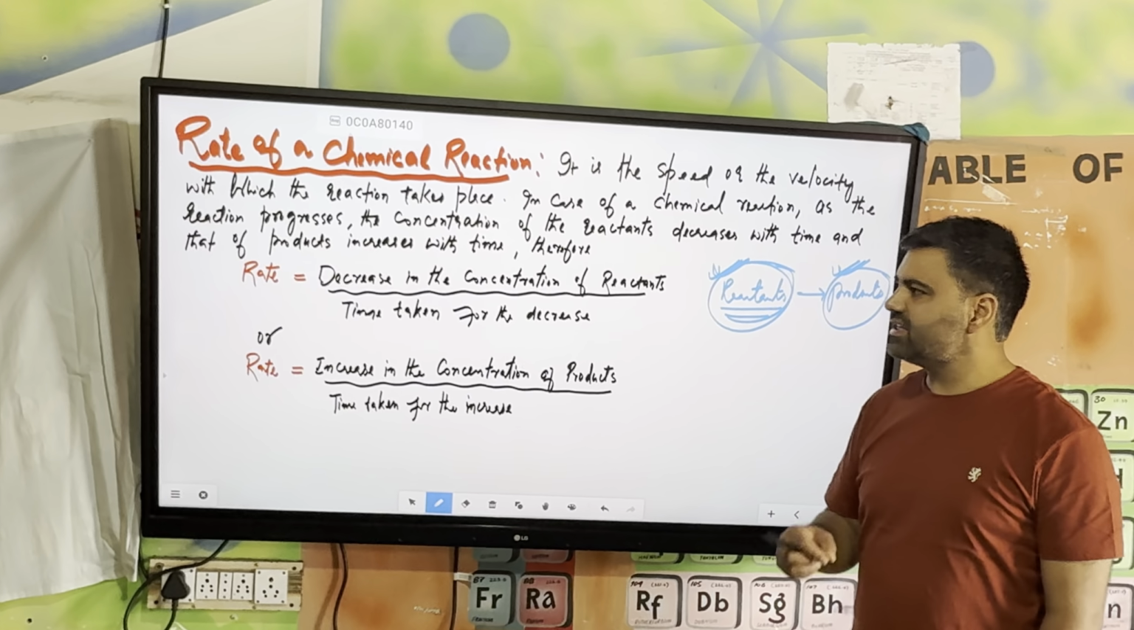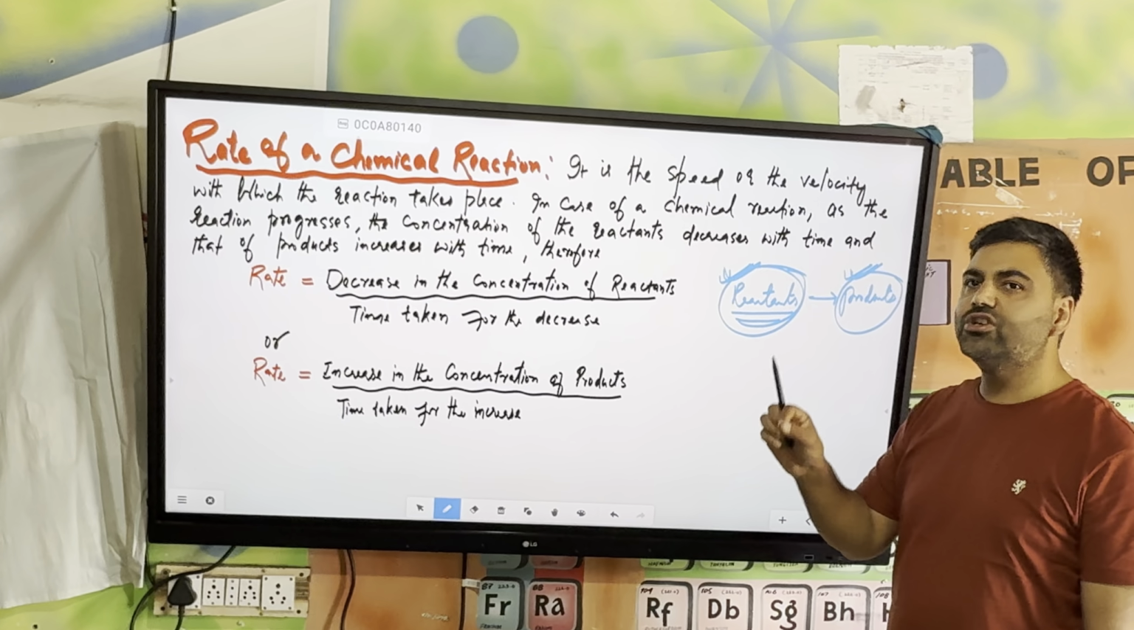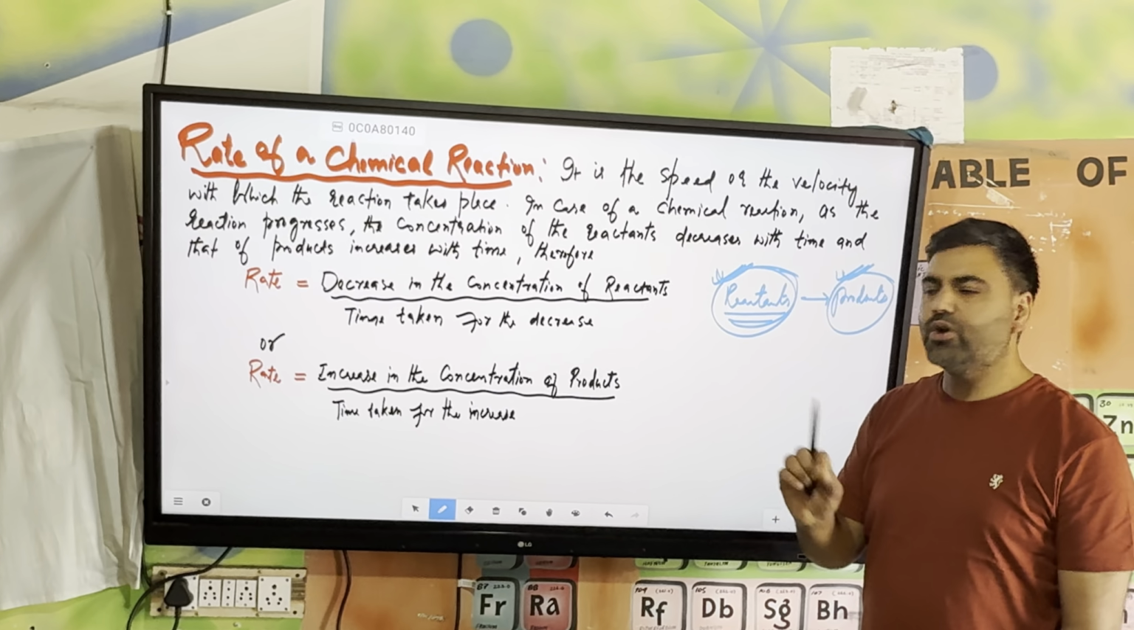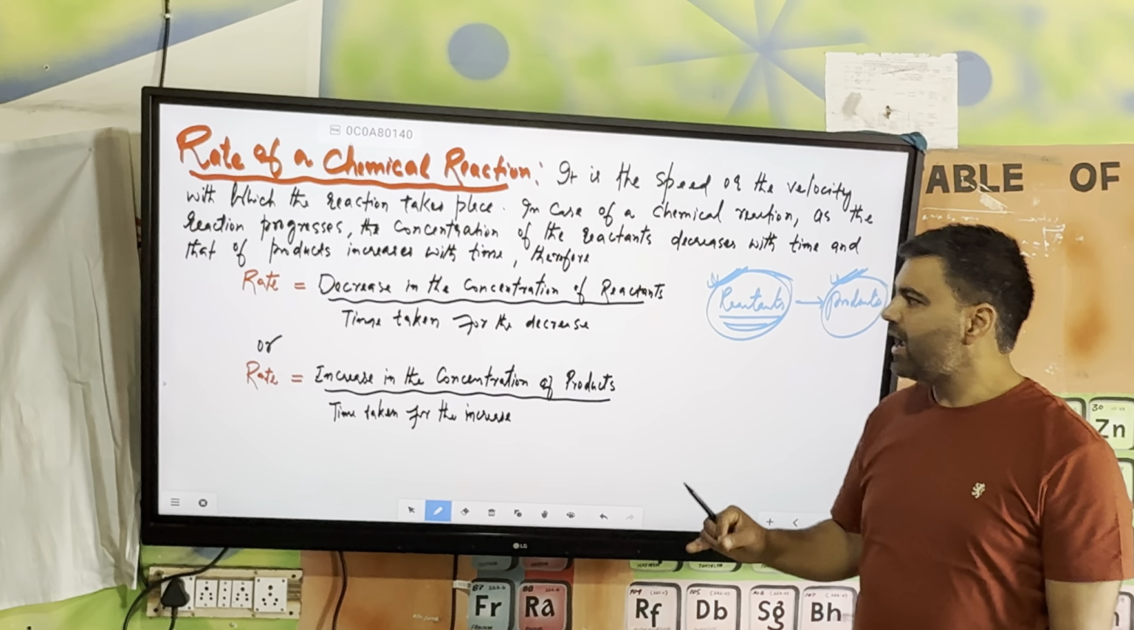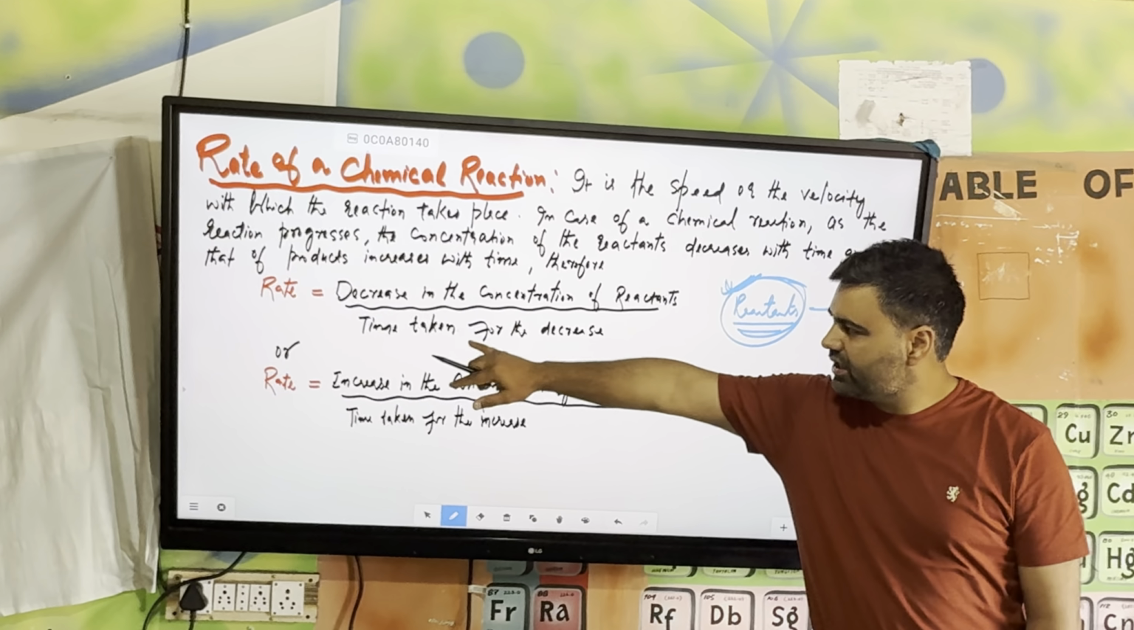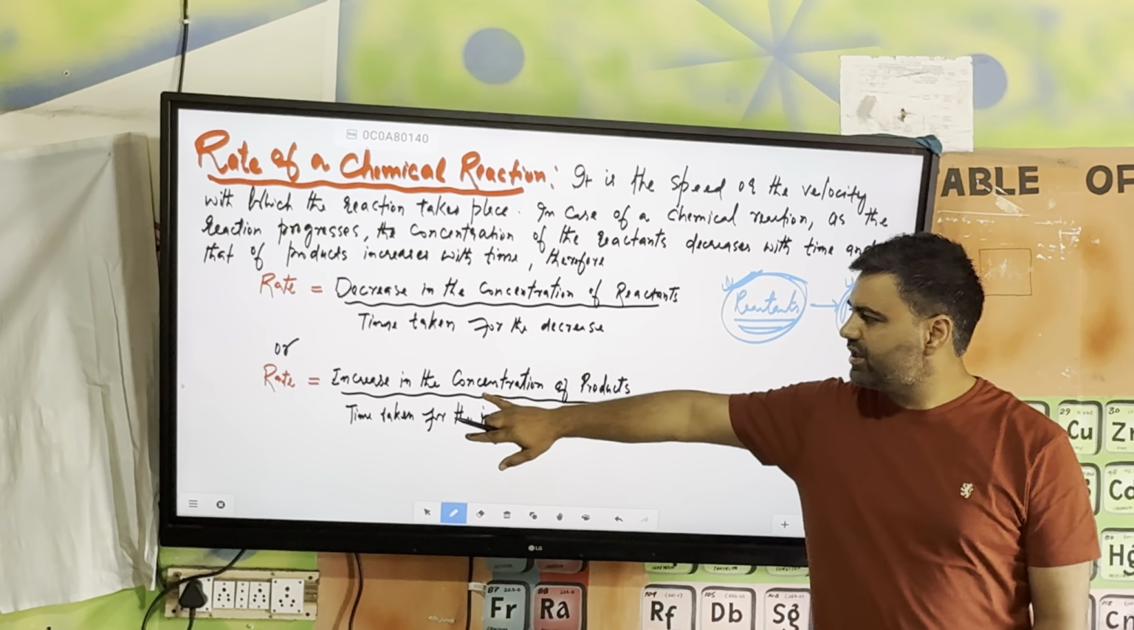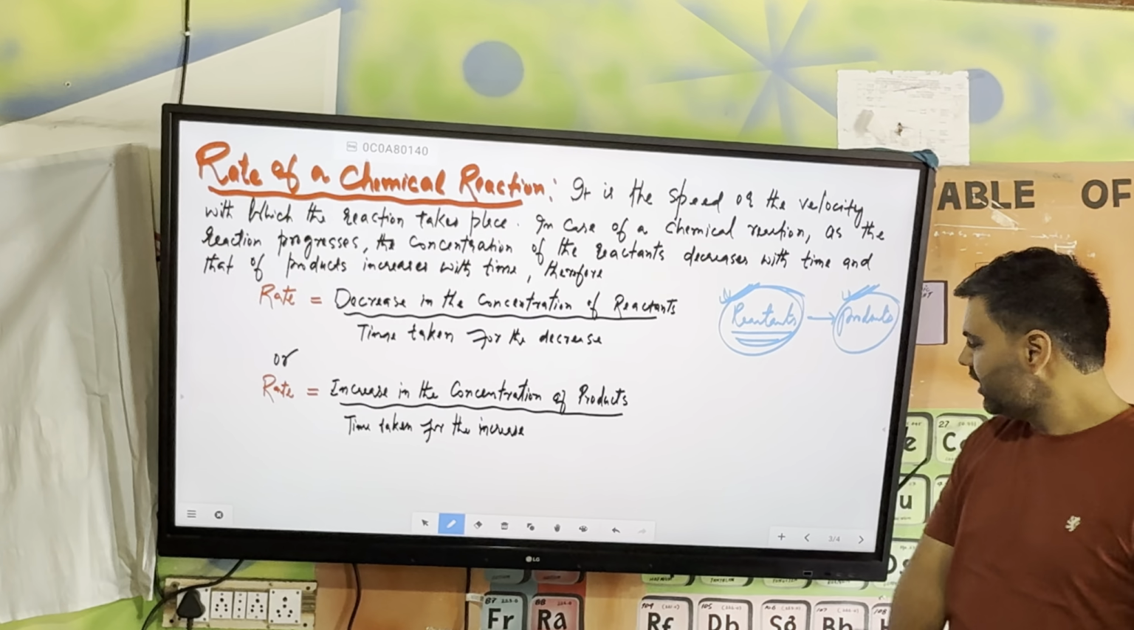In general, we can say the rate of the reaction is equal to the change in the concentration of any one of the reactants or the products divided by the time taken for that change. And then we can express it as decrease in the concentration of the reactants or increase in the concentration of the products per unit of time.